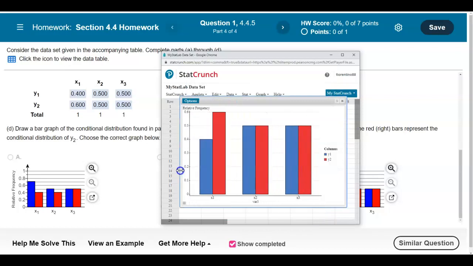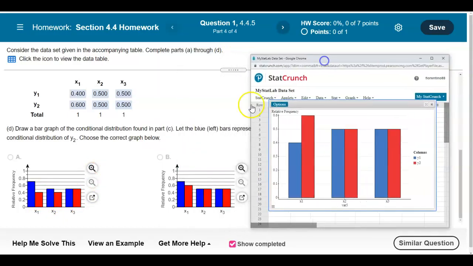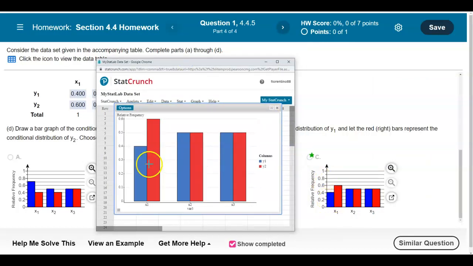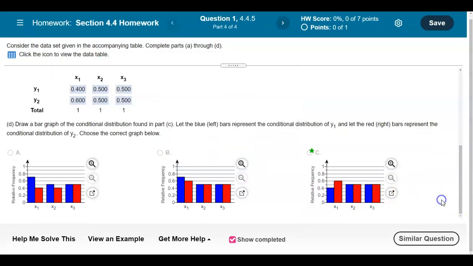So here's our bar graph. If we look here, this blue goes all the way up to 0.7, so it's not going to match that one. The red goes up to 0.6, and this one goes up to 0.4, so it doesn't match that one. If we take a look at B, the blue goes all the way up to 0.7 again, and the red goes to 0.6, so it doesn't match that one. And if we look at the last one, it goes to 0.4, this one goes to 0.4, this one goes to 0.6, that's 0.6, 0.5 and 0.5, 0.5 and 0.5, so therefore it represents the graph for C.